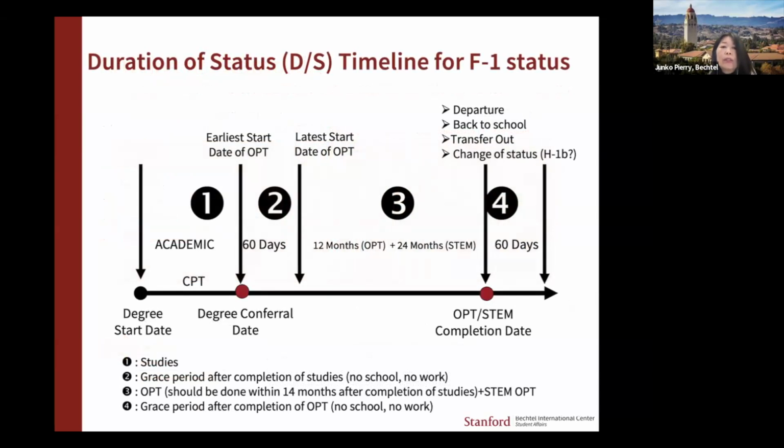Once you enter the country, then you are allowed to remain in the country for the duration of status. For F1 students, of course, while you're studying at Stanford, and then once you complete your program, you have up to 3 years of optional practical training in STEM OPT. So up to 3 years, you can work in the US. And then after OPT and the STEM extension, you have a 60-day period called a grace period, where you can pack up and go home or go to a different institution or change your immigration status.